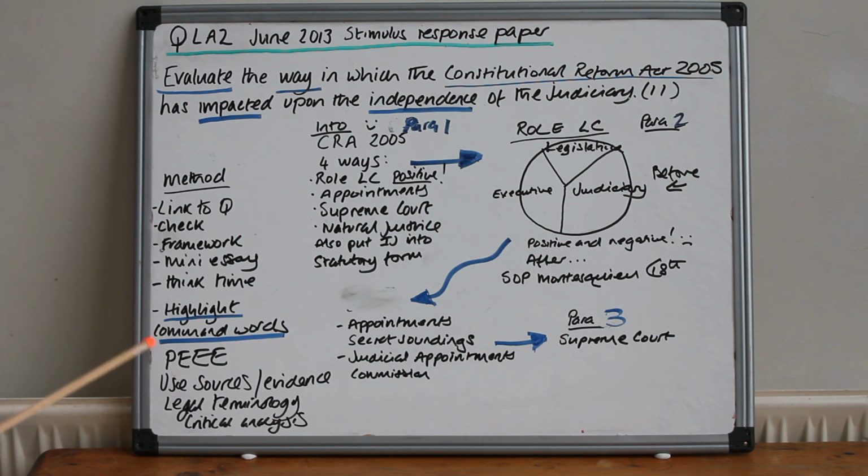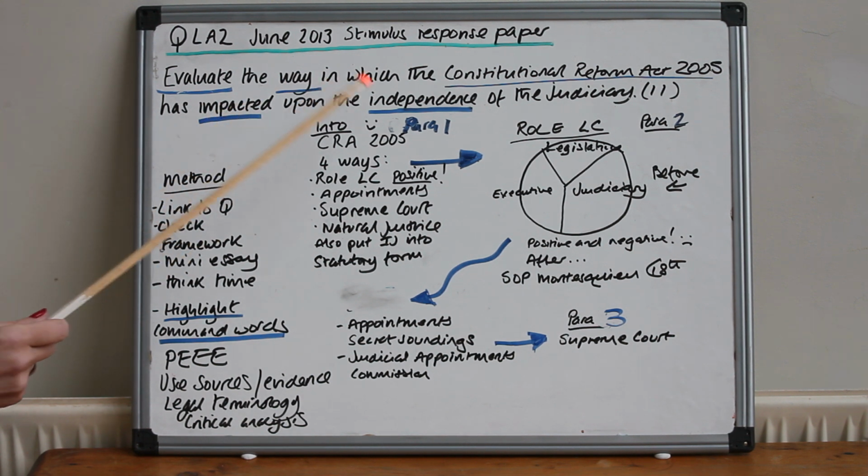Now the first thing to do with any question, it doesn't matter what it is, is to highlight the command words. Yeah? So what's it actually asking you to do? So here you can see we have evaluate. Think about what evaluate actually means. Evaluate is in essence looking at the strengths, weaknesses, advantages, disadvantages of what you're being asked to look at, and in this particular case obviously the impact of the Constitutional Reform Act. So that's a very important one, and that involves critical analysis, okay, critical analysis.